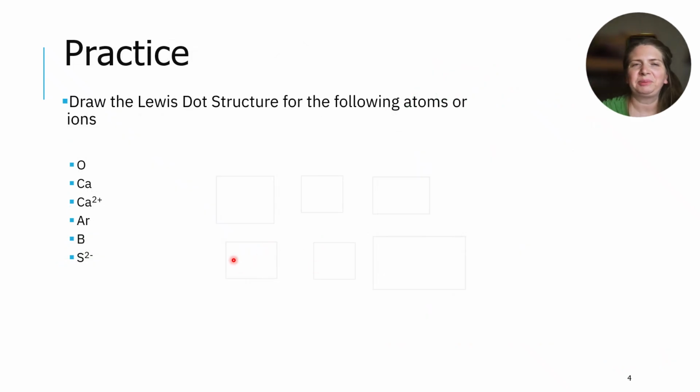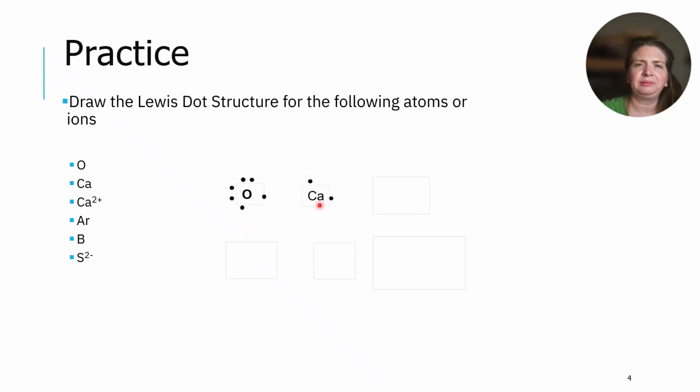Let's try a practice problem. Draw the Lewis dot structures for the following atoms and ions: oxygen, calcium, calcium 2 positive ion, argon, boron, and the sulfide ion. Oxygen is in group 16, so it should have 6 valence electrons. Place 1 electron on each side before pairing. The completed Lewis dot symbol has 2 lone pairs and 2 unpaired electrons.